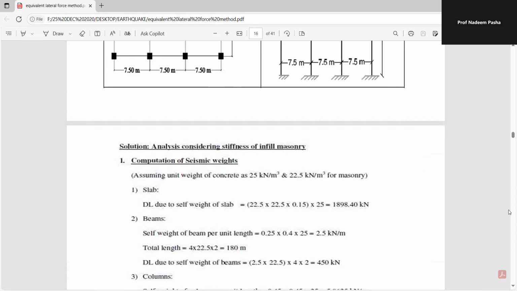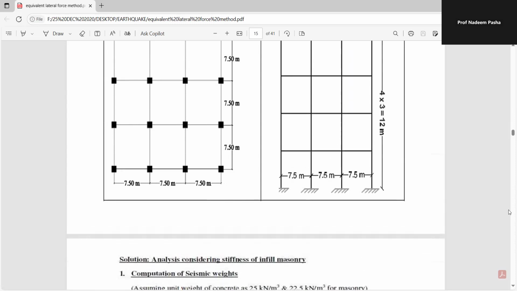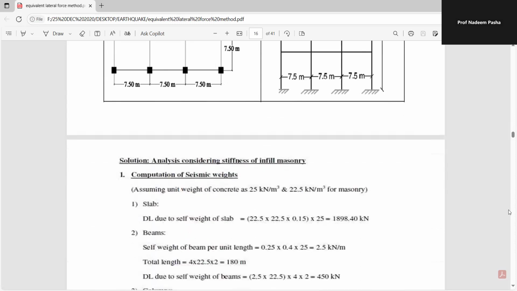Assuming unit weight of concrete as 25 kilonewton per meter cube and 22.5 kilonewton per meter cube for masonry. For slab, so how to calculate the dead load? Dead load due to self weight of slab is nothing but 22.5 into 22.5 into 0.15 into 25. So it comes out to be 1898.40. This figure also will be helpful for solving the problem.